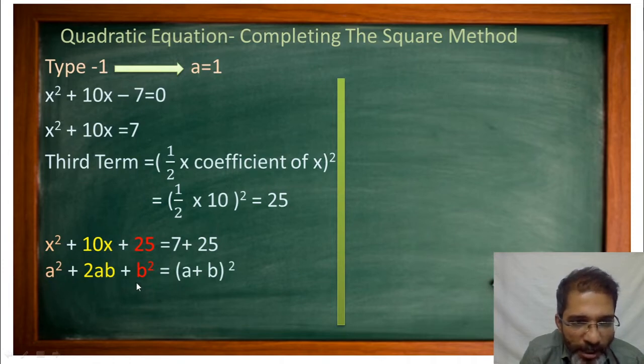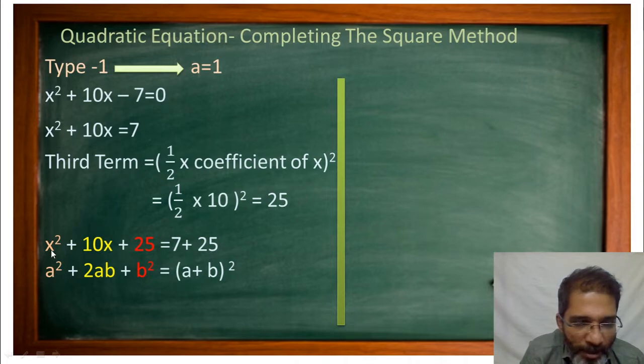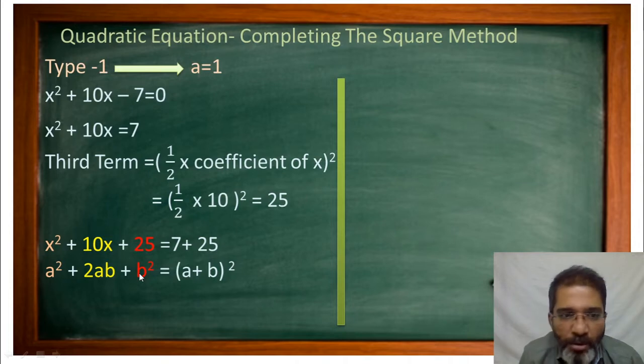We are using an identity: a plus b bracket square equal to a square plus 2ab plus b square. Now see the colors which are matching. Okay. Now we are comparing x square to a square. We are comparing 10x to 2ab, and we are comparing 25 to b square. Okay, so a square plus 2ab plus b square is the expansion of a plus b bracket square.